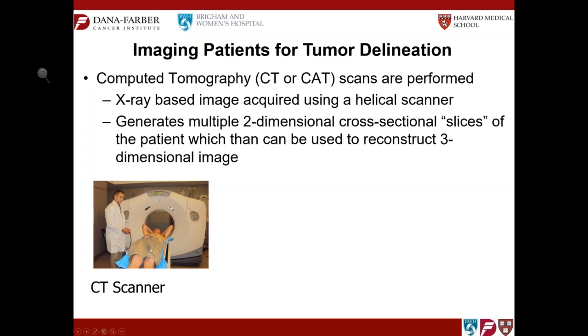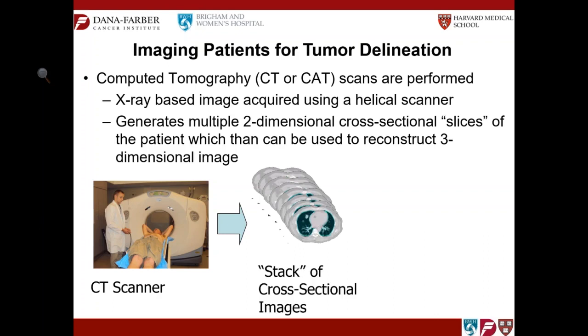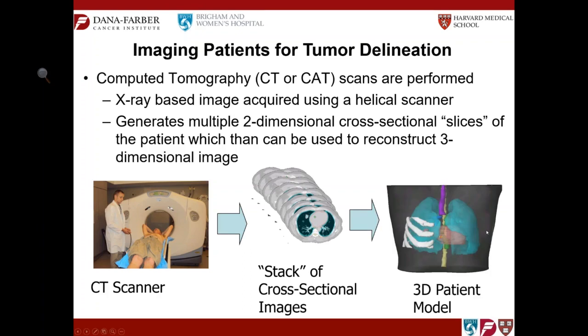The patient's positioned on a table that puts them through the donut, and there's a helical scanner within the donut itself. And this generates multiple 2-dimensional cross-sectional slices of the patient, which then can be used to reconstruct a 3-dimensional image. So essentially you end up with a stack of images of slices through the patient, imaging the organs at each of those levels. And once you have that stack of images, you can reconstruct it into a 3-dimensional patient model, as shown here.